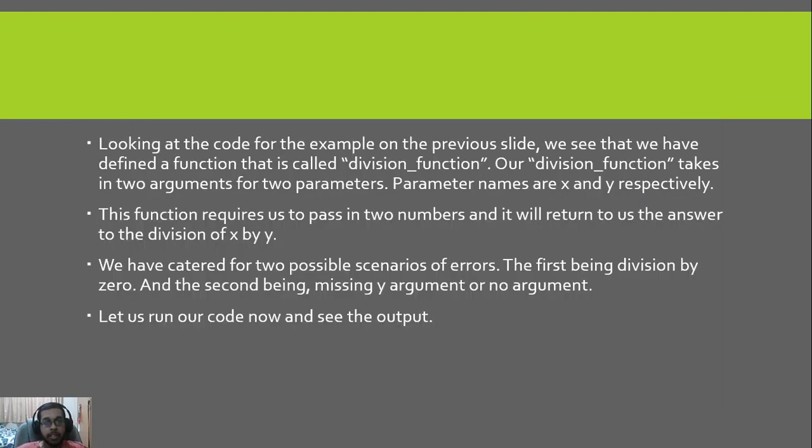Looking at the code for the example on the previous slide, we see that we have defined a function that is called division function. Our division function takes in two arguments for two parameters. Parameter names are x and y respectively. This function requires us to pass in two numbers and it will return to us the answer to the division of x by y. We have catered for two possible scenarios of errors, the first being division by 0 and the second being missing y argument or no argument. Let us run our code now and see the output.